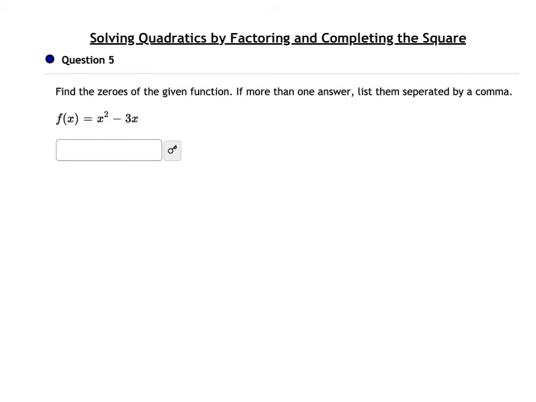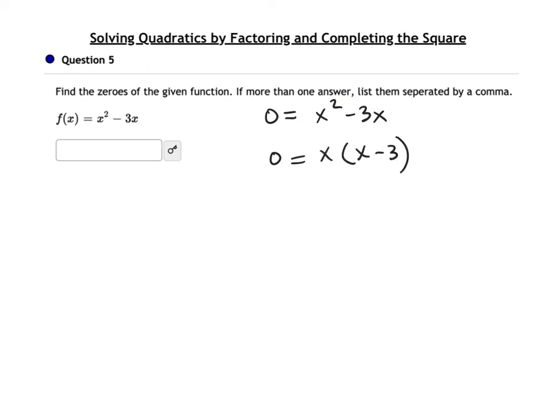This looks a little like the one we did earlier. A GCF is what we have. x squared minus 3x is x times x minus 3.